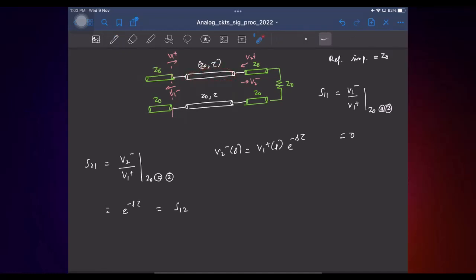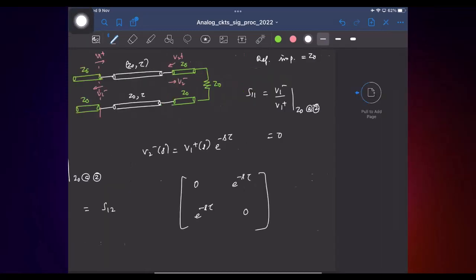So, what can you say about S22? For finding S22, I'll basically put Z0 here, apply some signal here and find what gets reflected. What is it? 0. Basically it's the same line, right? Whether I look from here or here, it's basically same. So the matrix, if I write, it looks in a nice form like this. Okay. Cool.